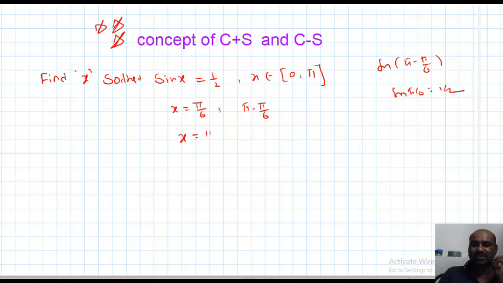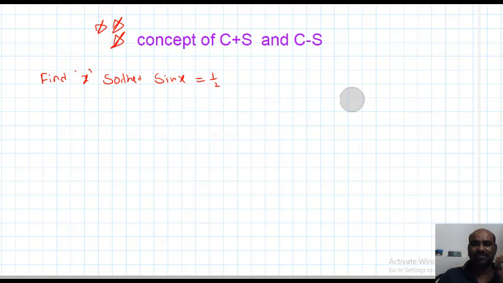So we got two solutions. One solution is pi by 6, another solution is 5 pi by 6. In the previous problem, x belongs to 0 to pi by 2 gave only one solution. x belongs to 0 to pi means two solutions. If nothing is mentioned about x, the problem becomes very difficult. If nothing is said about x, or simply they gave x belongs to R, infinitely many solutions exist for this equation.